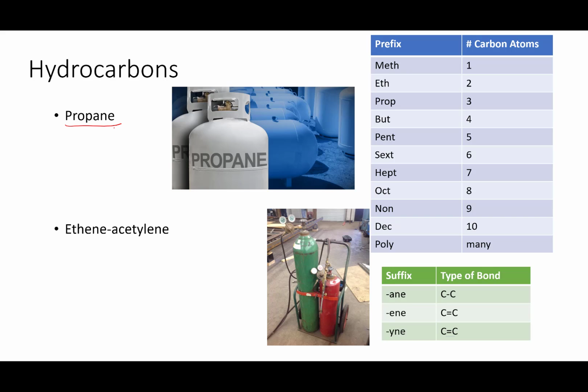Propane. If you've got a gas grill, you probably have one of these, or you've probably played with a gas grill somewhere in your life. Prop means 3. 1, 2, 3. Ane means single bond, and it's fully saturated with hydrogen. If you ever hear somebody talk about saturated fats, what is it saturated with? Hydrogen. Just kind of a little bit of trivia that's kind of fun. So propane is C3H8.